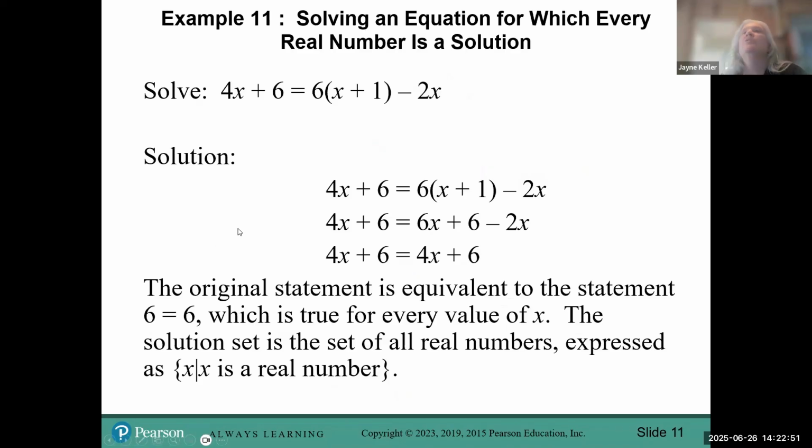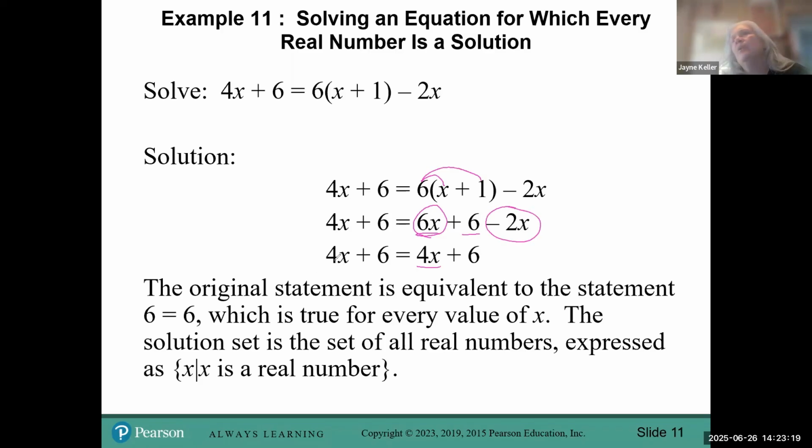Let's take a look at this equation. The left side is as simple as it can get, but the right side I can simplify again by distributing. So we'll come down here. 6 times x gives me 6x, and 6 times 1 gives me 6. So I have 4x plus 6 still on the left. On the right, I have 6x plus 6 minus 2x, and I can combine these two terms to give me a 4x.